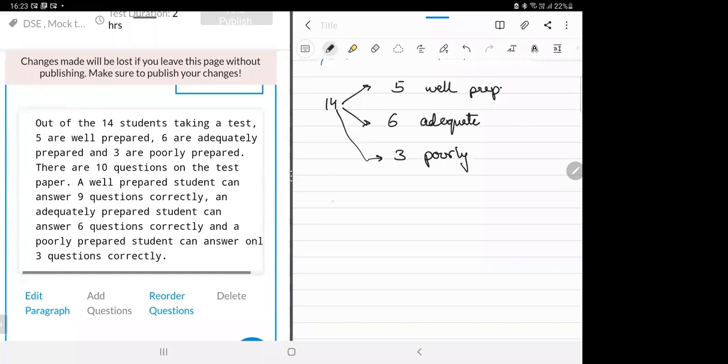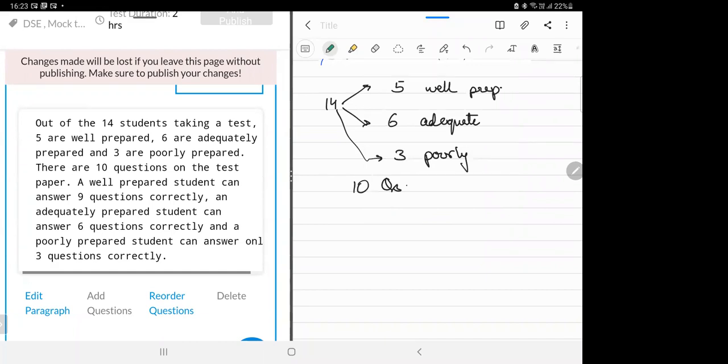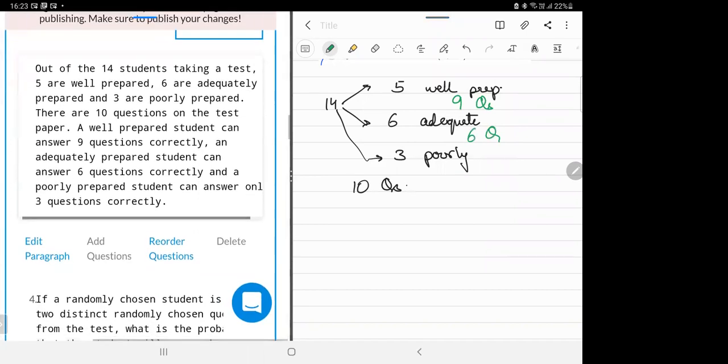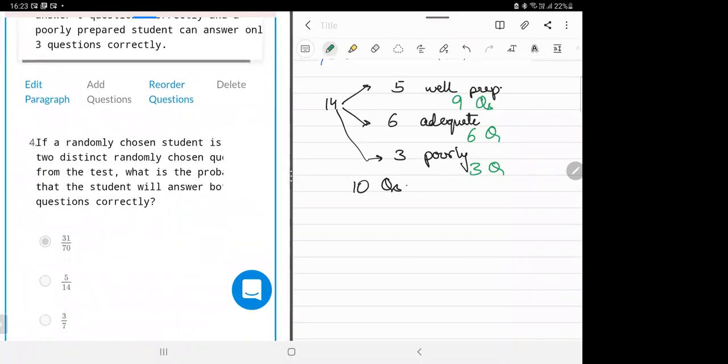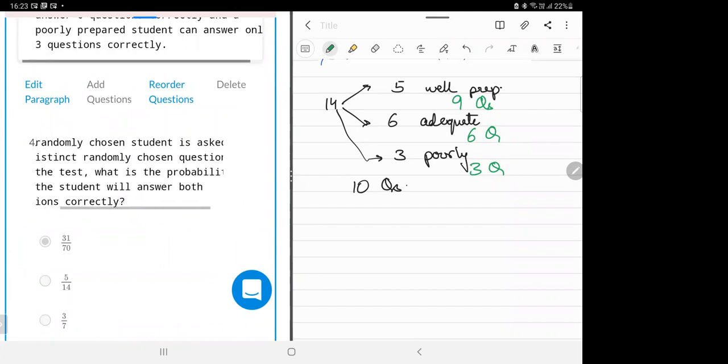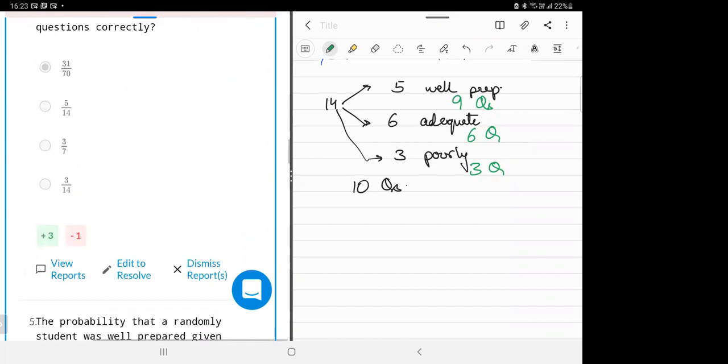There are 10 questions. A well prepared student can answer 9 questions correctly. So this guy answers 9 questions correctly. An adequately prepared student can answer 6 questions correctly, and a poorly prepared student can only answer three questions correctly. If a randomly chosen student is asked two distinct randomly chosen questions from the test, what is the probability that the student will answer both questions correctly?